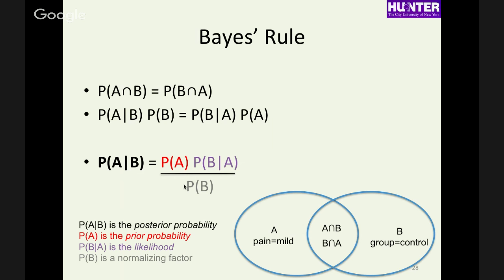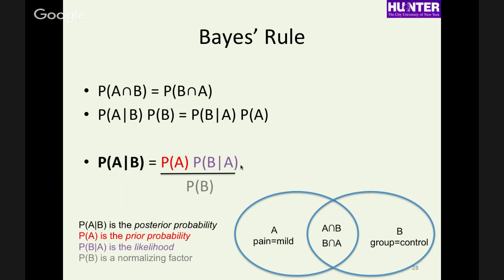But it's so widely used in probability and statistics that each of these terms has a name. Let's start on the right here. This probability of A is called a prior probability. In the context of a screening test, that's the prevalence. That is, before any additional information, that is your probability of having the condition. So it's the prior probability. Then this probability of B given A, in statistics, it's called the likelihood.